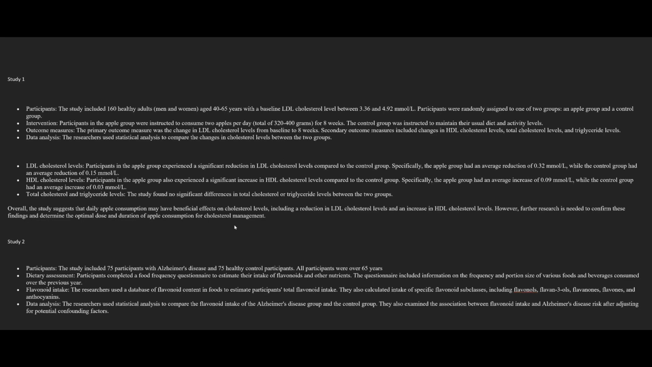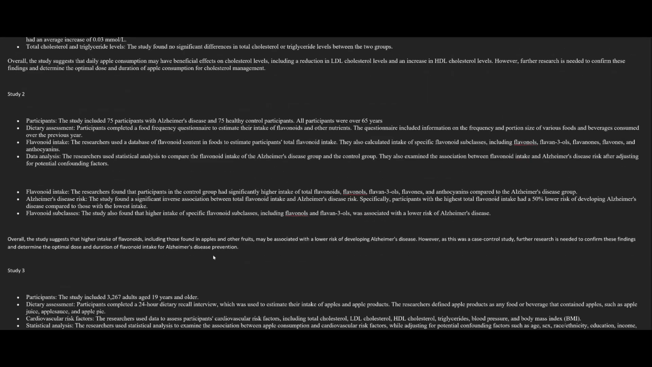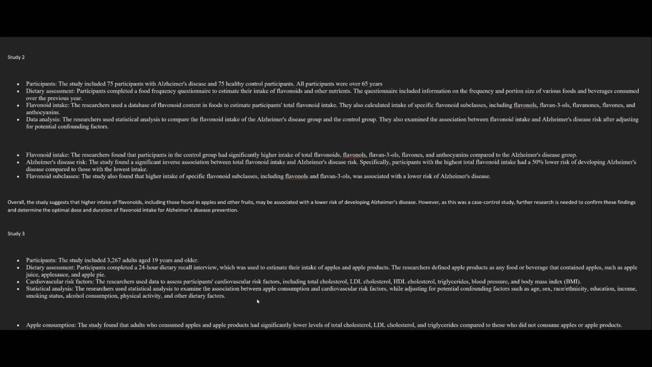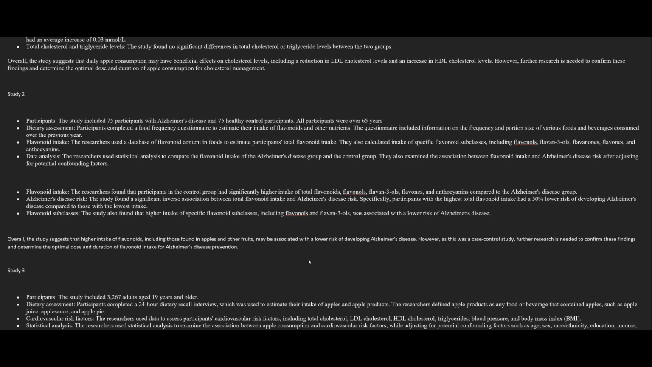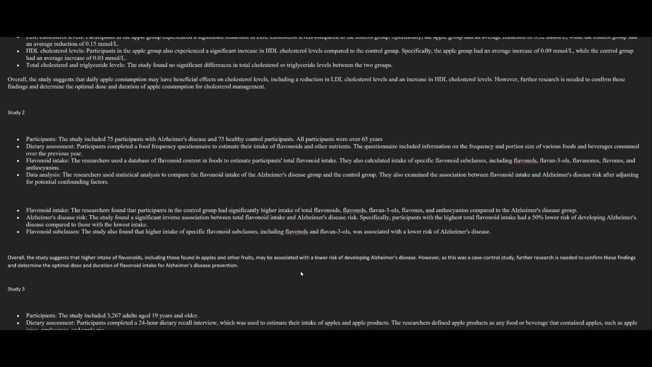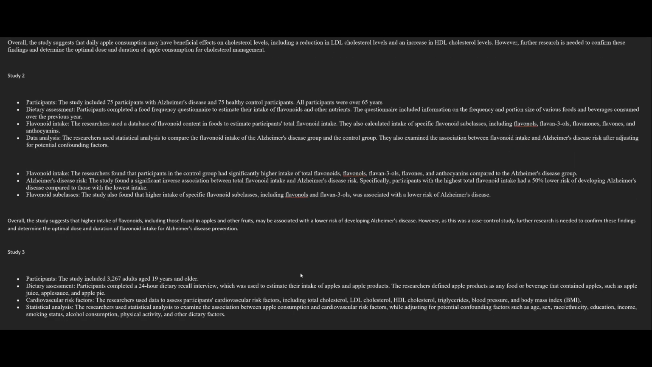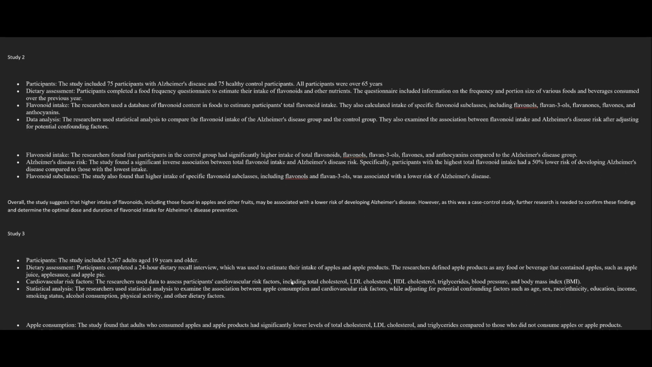However, further research is needed to confirm those findings and determine the optimal dose and duration of apple consumption for cholesterol management. In other words, an apple a day, or here, 2 apples a day, keeps the diseases away. Well, in a way. Keeps the doctor away. Yeah, yeah. Keeps the heart attack away. That's the saying: an apple a day keeps the doctor away. Yeah.